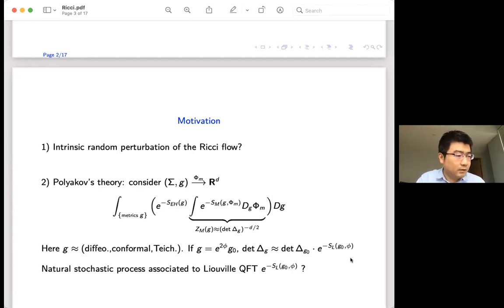So the motivation is to find a natural stochastic process associated to the Liouville quantum field theory. In other words, to find a stochastic quantization of this Liouville quantum field theory, to construct a process such that this kind of measure is the invariant measure.